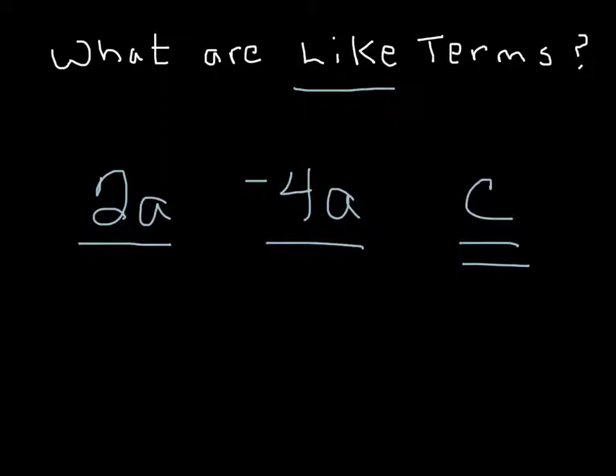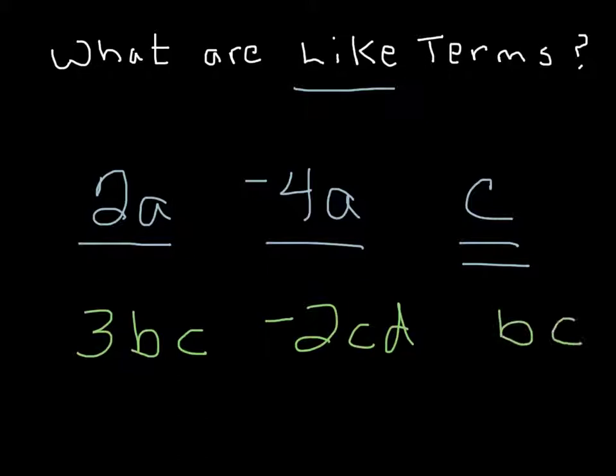Now another example would be, how about if I had 3BC and say I had a negative 2CD, and then I had, say, BC. Now, again, I have 3 terms here. Now, only 2 of these are what we call like terms. And the like terms are this one and this one. The reason is because they have the same combination of letters. So in other words, the 2 that I underlined both have B's and C's in them. This one doesn't. This is an unlike term to the other 2.